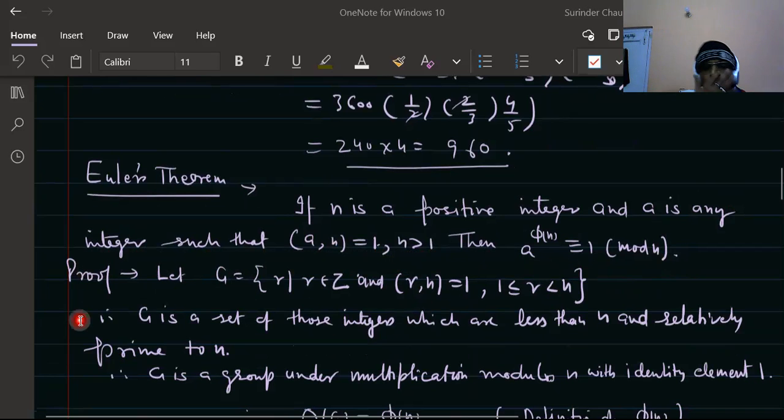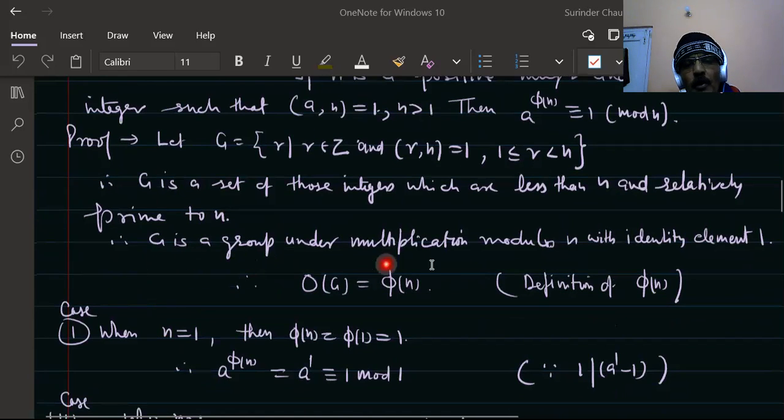So this is, let G be the set of all those integers which are relatively prime to N and are less than N and greater than or equal to 1. So what does this mean? G is the set of those integers which are less than N and relatively prime to N.